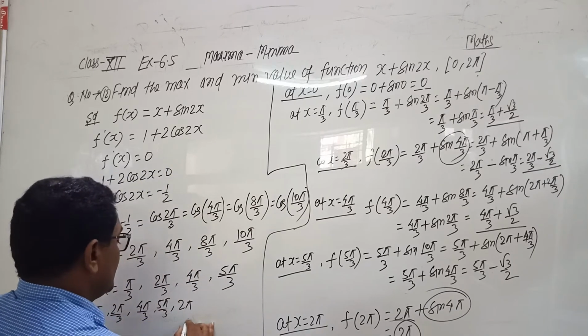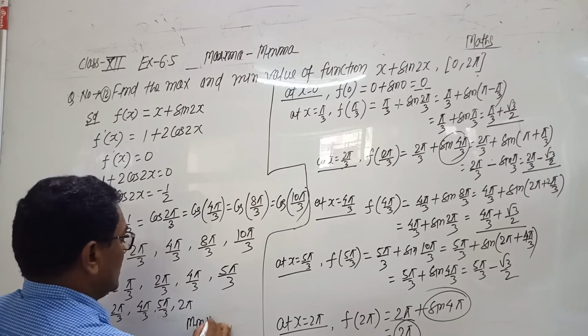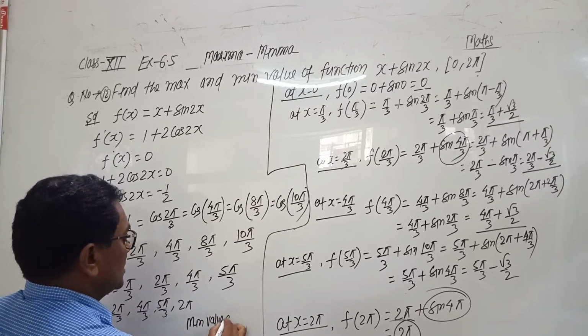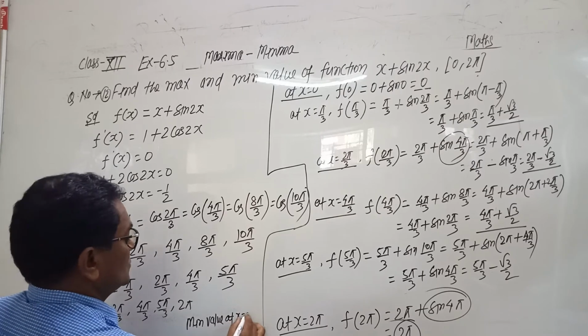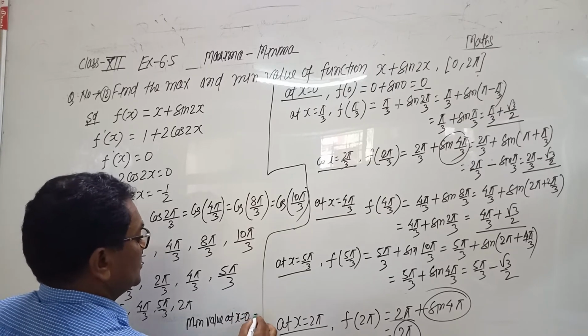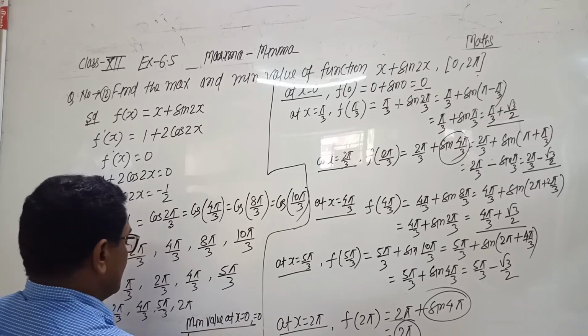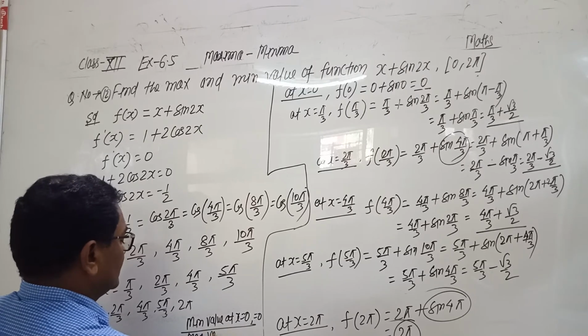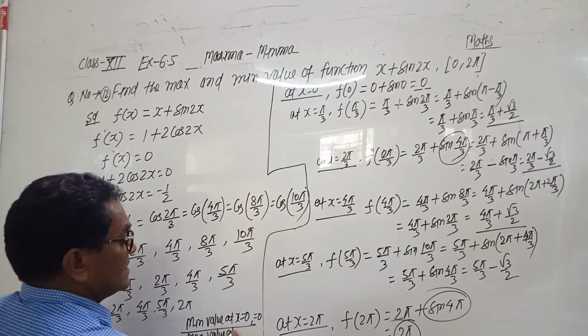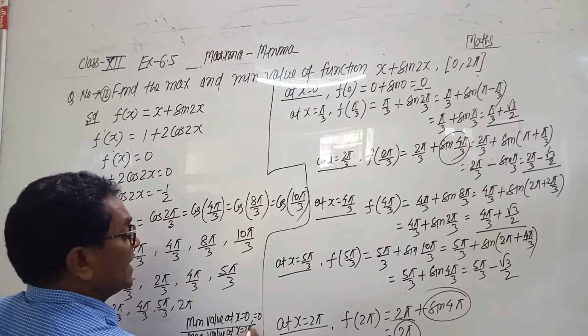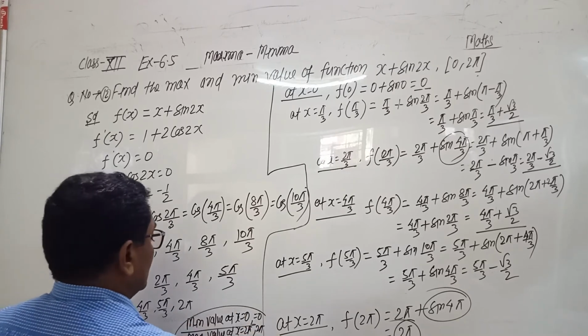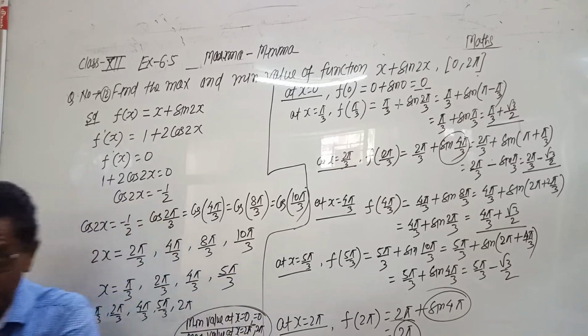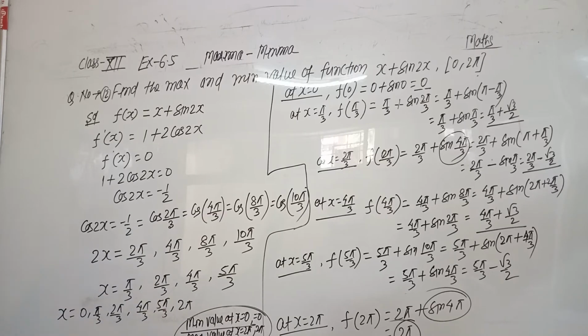So the minimum value we got at x equals 0, which equals 0, and the maximum value obtained at x equals 2 pi, which is 2 pi. So this is the solution. The minimum value is 0 and the maximum value is 2 pi.